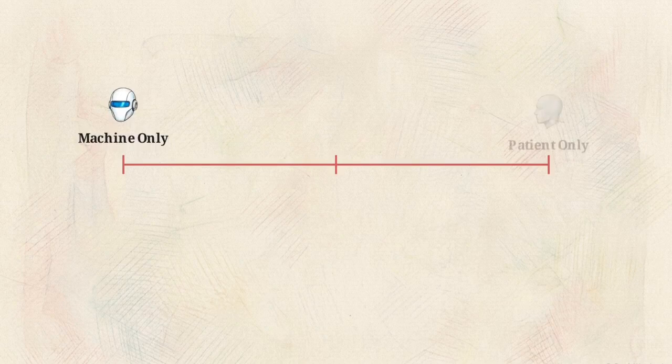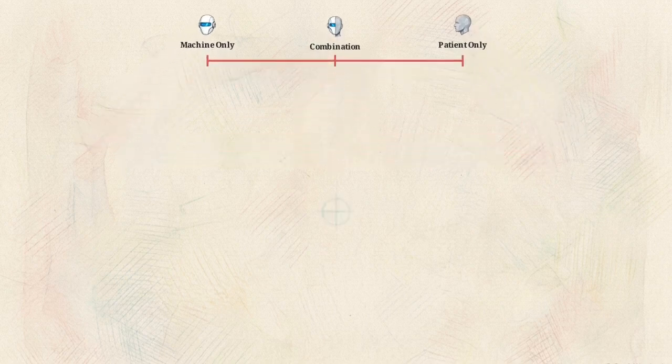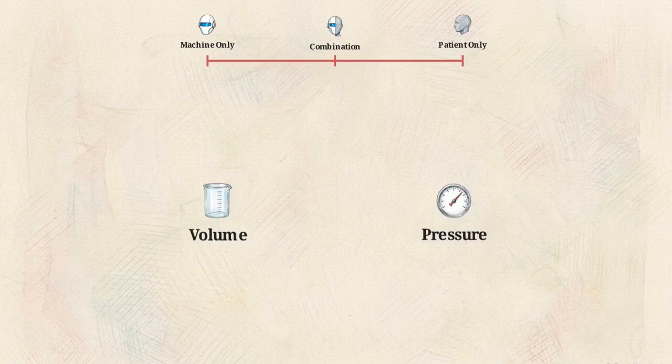The first half asks what triggers the breath. We have to define whether the inspiration is initiated entirely by the machine, completely by the patient, or a combination of both. The second half isolates the target variable. Once the breath begins, we must determine exactly what parameter the machine is responsible for maintaining.